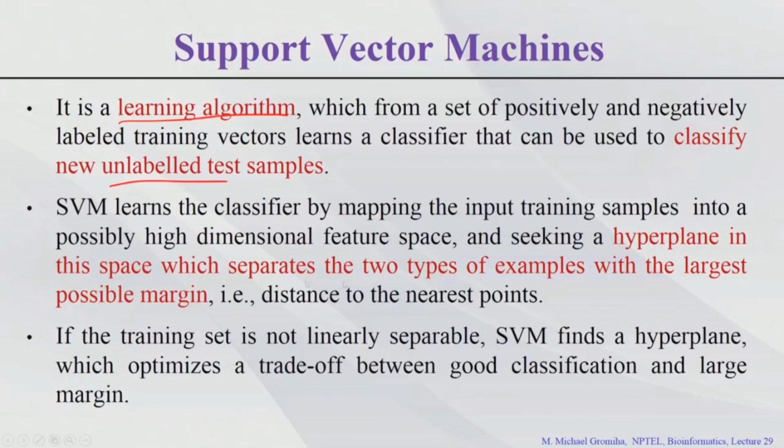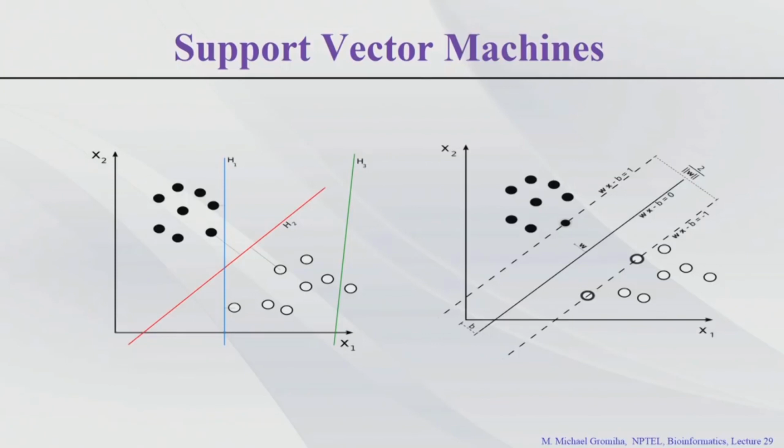The SVM learns a classifier by mapping the input training samples into a possibly high dimensional feature space and seeks a hyperplane which will separate the 2 examples, whether positive or negative. For example, if you see here these dots, this is positive and this is negative. There are various ways to set the hyperplane. For example, put the hyperplane here, can it separate correctly? No, because it shows all of them on one side. If you put this line, hyperplane 1, yes, you can separate.